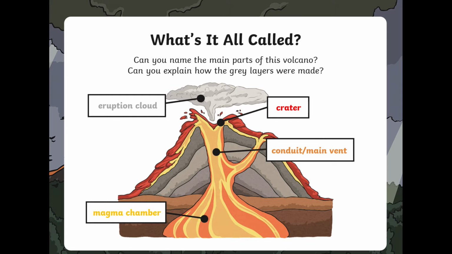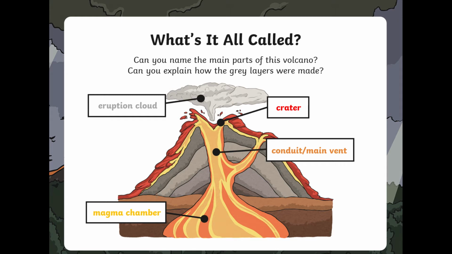Inside the volcano we've got the magma inside the magma chamber. Then, due to the pressure, the magma travels up the conduit or the main vent. Then it erupts out of the crater. Can you see the crater shape? And finally, you will see some ash in the air, or you might call this an eruption cloud.